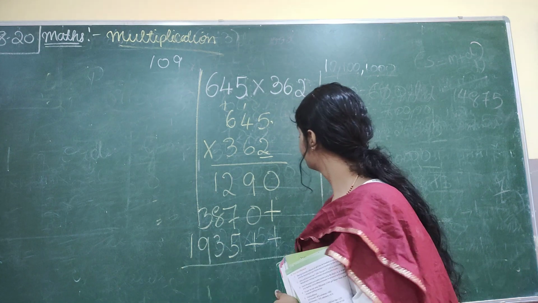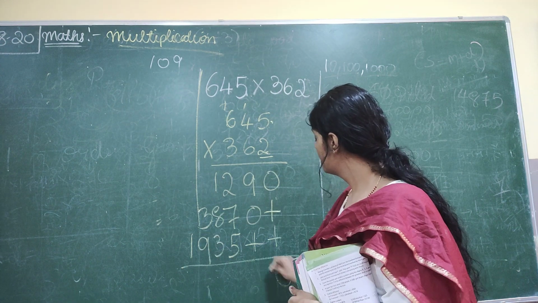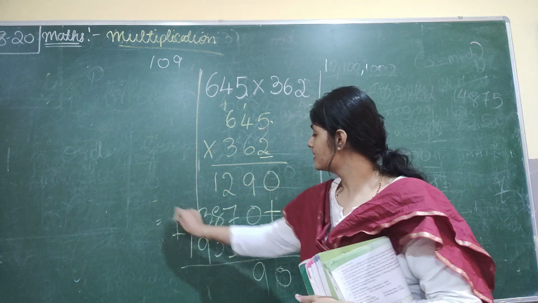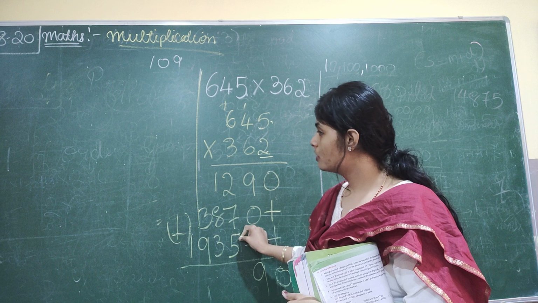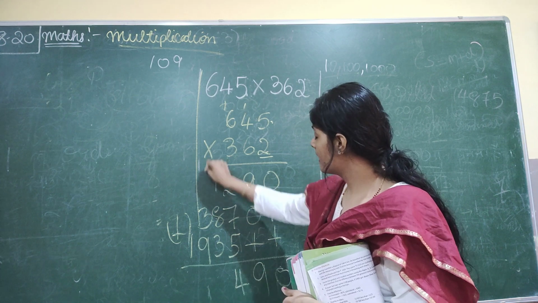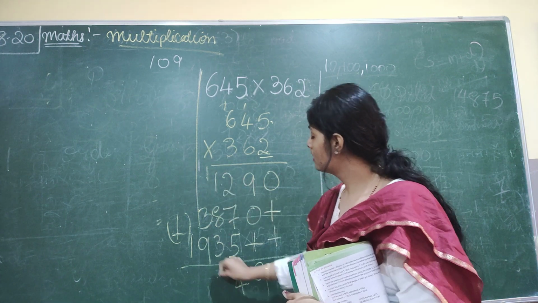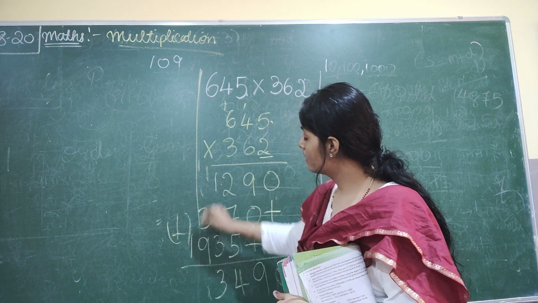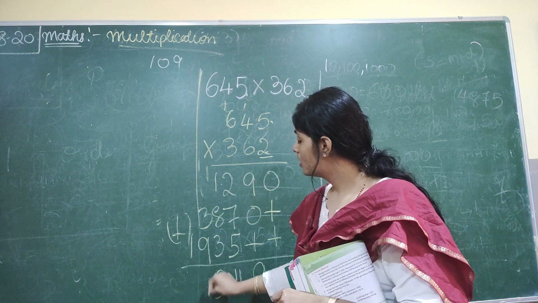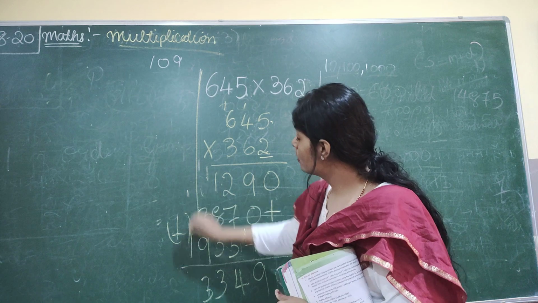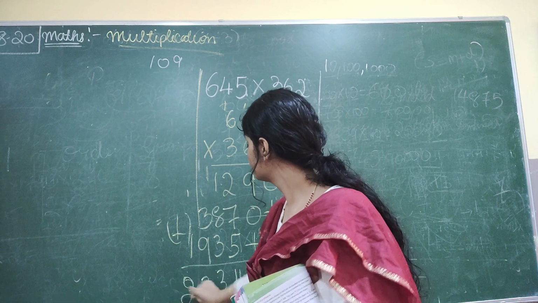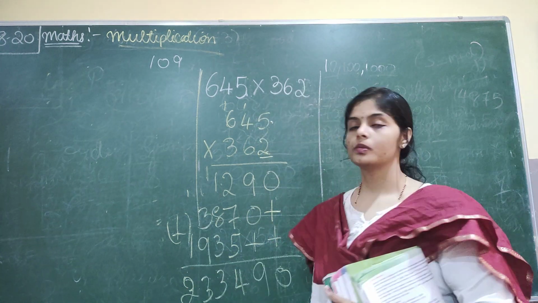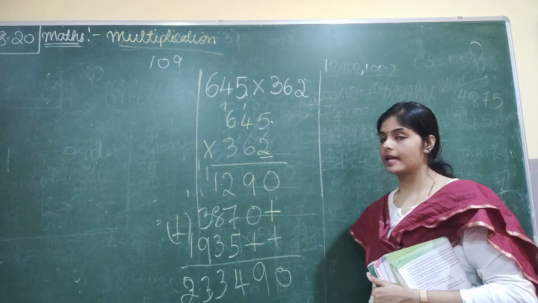Got it, children? So 0, 9, you have to add this. After 7, 8, 9, 10, 11, 12, 13, 14. So 4, 1 carry over. 8, 9, 10, 13, 3, 1 carry over. 3 plus 1, 4. After 9, 10, 11, 12, 13, 3, 1 carry over. 1 plus 1, 2. So the answer is 2, 3, 3, 4, 9, 0.